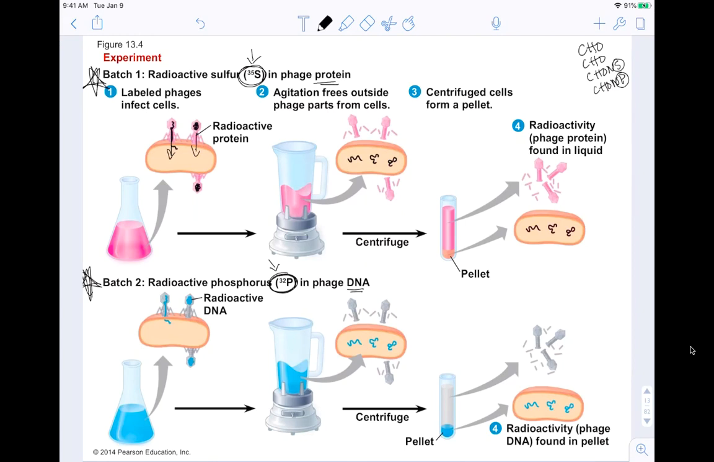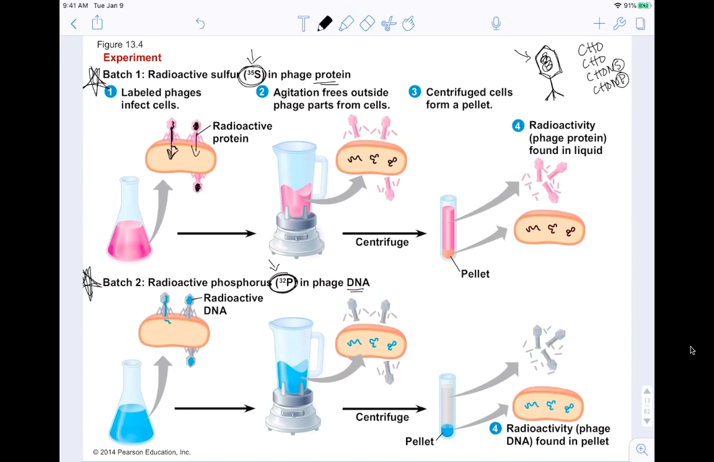Okay, so in the first batch, you have radioactive sulfur. So this means that you have labeled the protein. The protein is what will glow. Okay, so you have the labeled phages that infect the cells. Now remember the structure of a bacteriophage that I drew for you earlier. Outside is the protein, inside is the DNA. So you labeled sulfur, which is in the protein. So basically the outside of this little bacteriophage is what contains the label. So the bacteriophages inject their DNA into the bacteria.